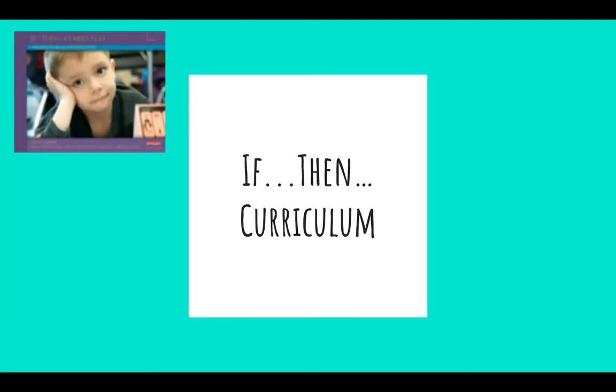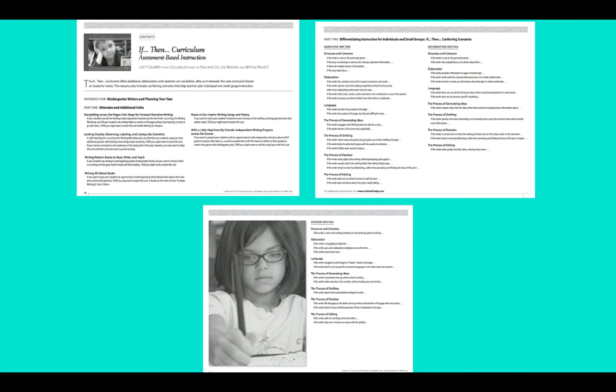If you flip to pages 10 to 12, you will see another book in the kindergarten kit titled If-Then Curriculum. This book offers additional units that can be placed in your school or district scope and sequence. Page 10 lays out 6 alternate or additional units kindergarten teachers may want to use before, after, or in between the core curriculum for units of study.